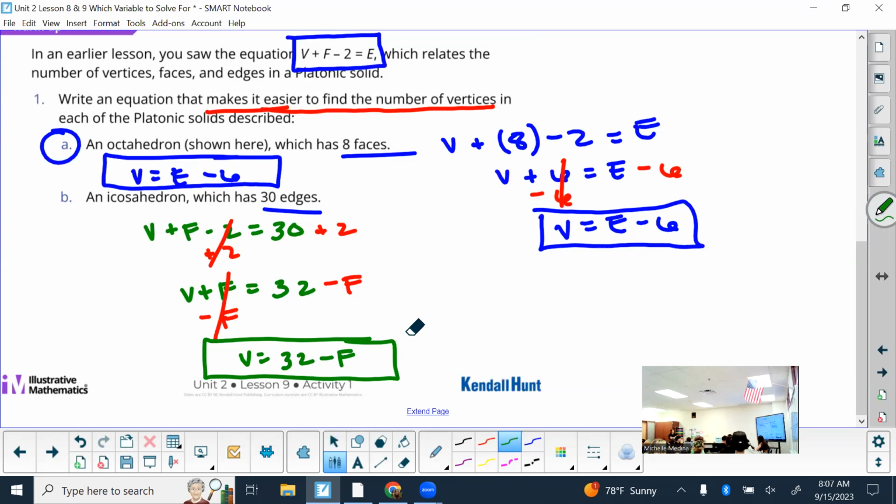So it's just like if it was all numbers and you were isolating a variable. The only thing is I can't simplify this anymore because I don't actually know what F is. So that's all it can be. Questions on that? Okay.